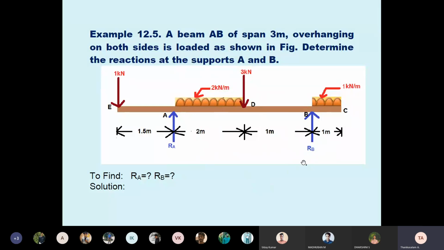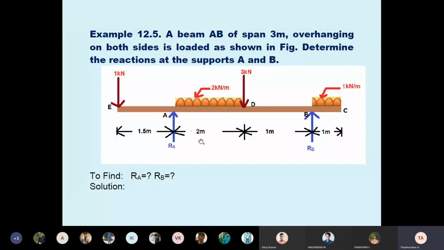Then overhanging. What is overhanging? Some portion beyond the support. See here, A to E is overhanging, because support at A, some portion beyond the support. See here, BC. B is the support, and C is the overhanging portion. This is called an overhanging beam.